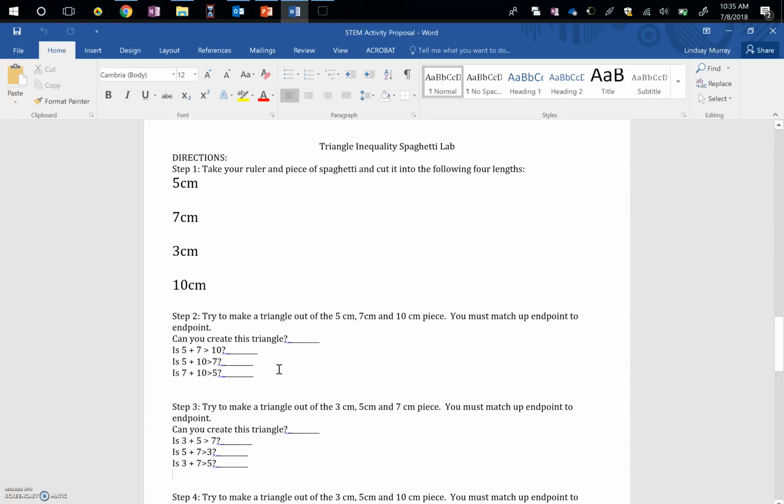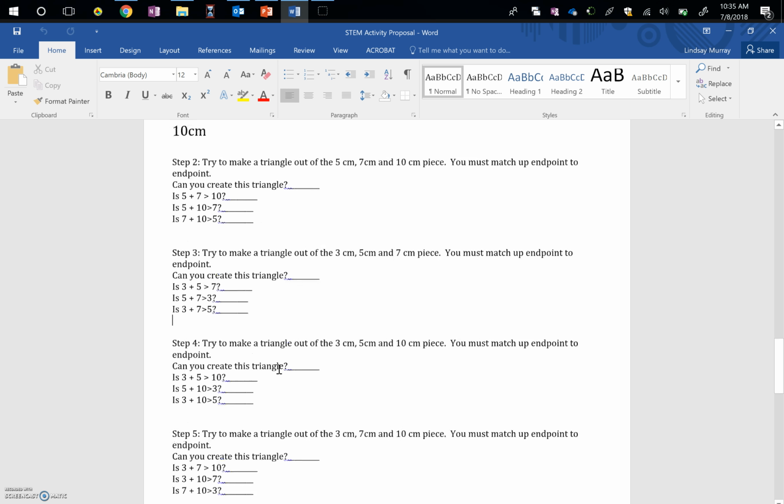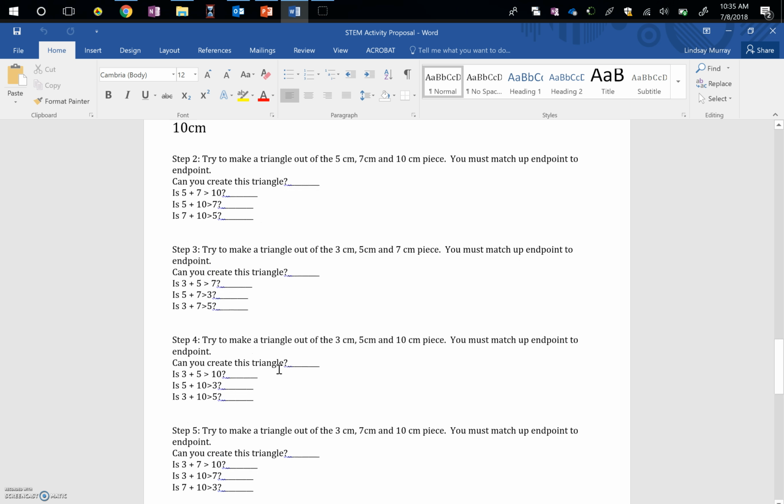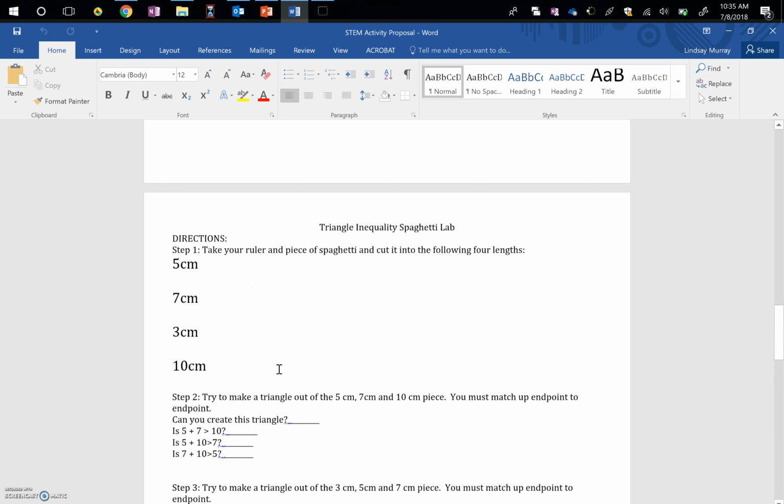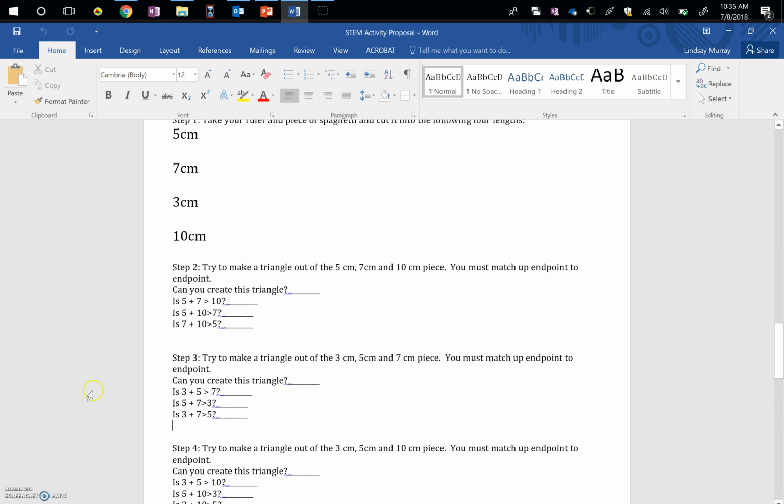And as long as they follow the directions of matching endpoint to endpoint, they can't cheat and not match the endpoints up. But other than that, I think this is a great way to have students discover a theorem by physically seeing a triangle cannot be formed, because when we talk about it, sometimes they don't really get what that means. But seeing it physically in front of them and seeing that the side lengths are too short to physically form a triangle, I think it would stick a lot better with them. So that is my STEM activity. I hope you enjoyed it.